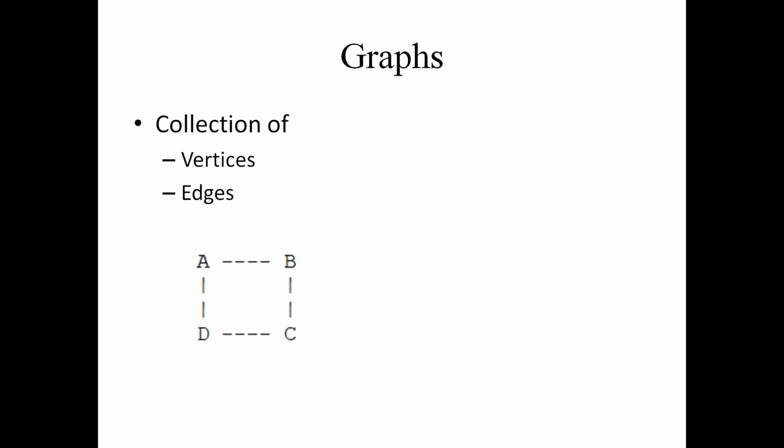The final data structure in our overview is graph. A graph consists of vertices and edges. Vertices represent entities. In the diagram you can see the vertices are A, B, C, D. Edges represent relationships between those entities. Unlike trees, graphs do not have a root node. Any node can be connected to any other node.